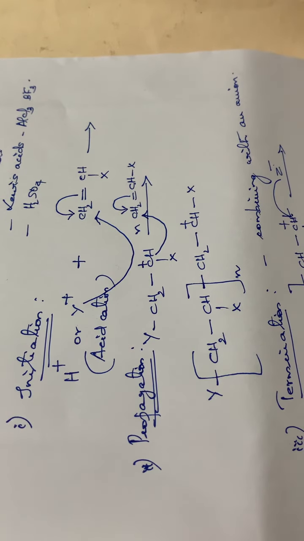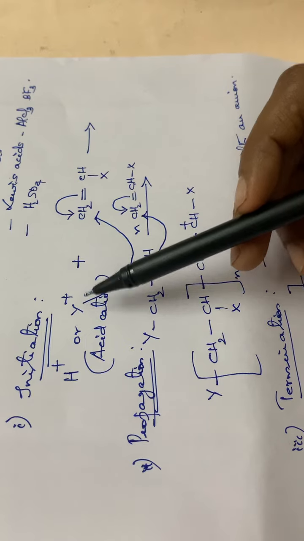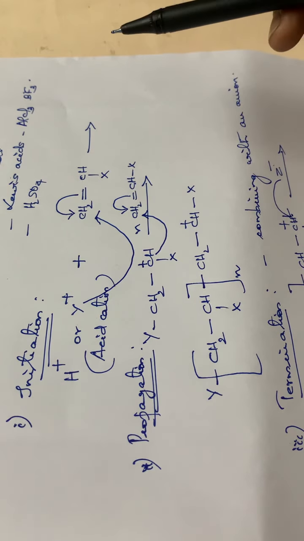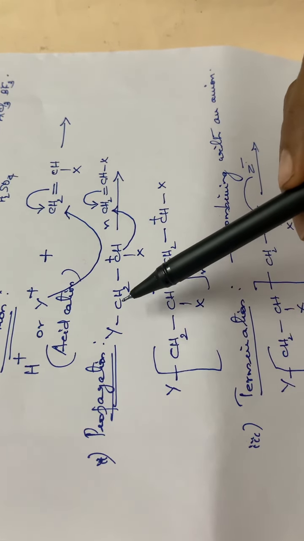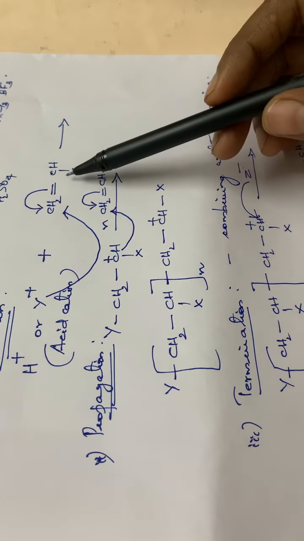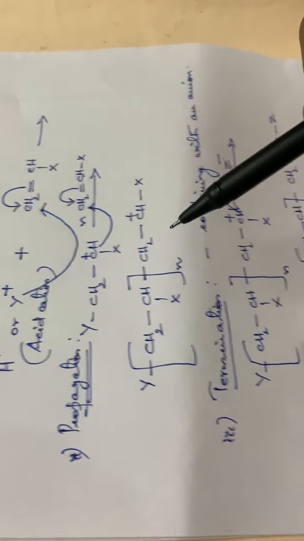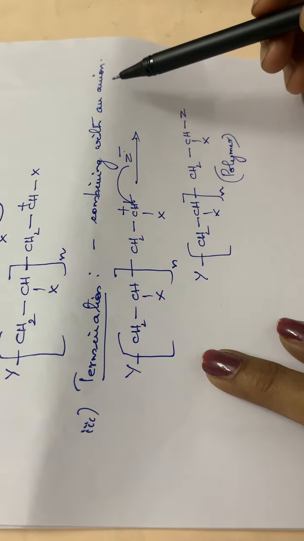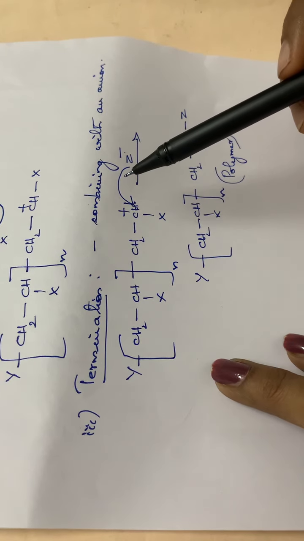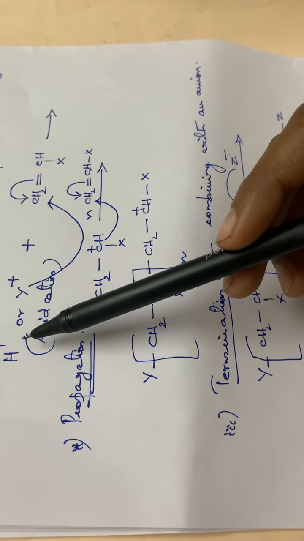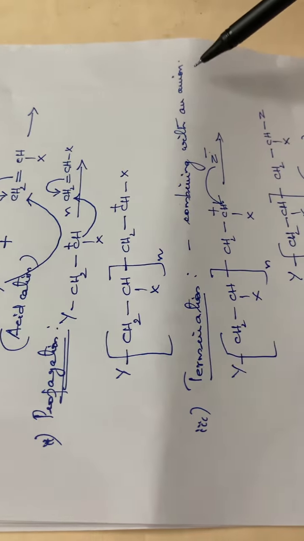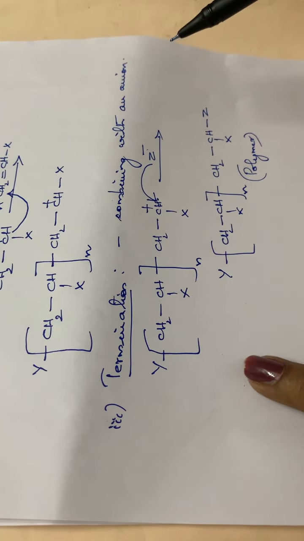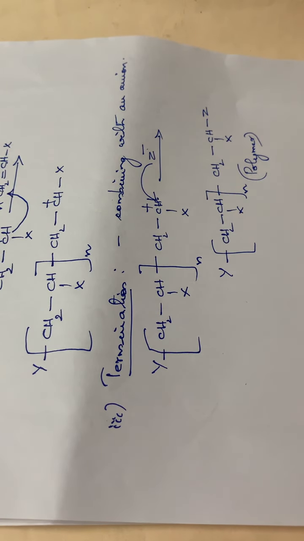So this is also very simple. You just add a proton to this unsaturated carbon. Then the second step, the propagation, where n molecules of the unsaturated compound will be adding up. And in the third stage, termination, it will be combining with an anion. So at the initial stage it combines with a proton or a cation, and in the final step it combines with an anion. So this is the cationic mechanism of polymerization.